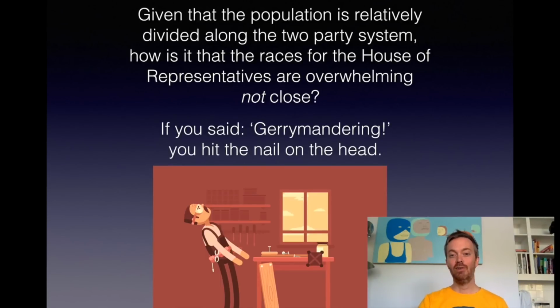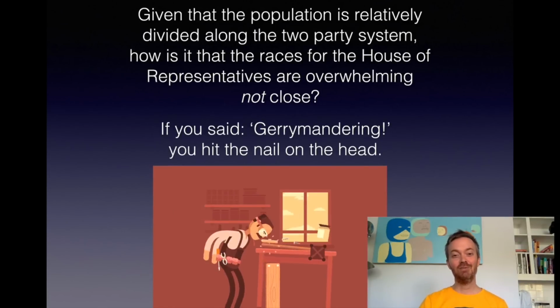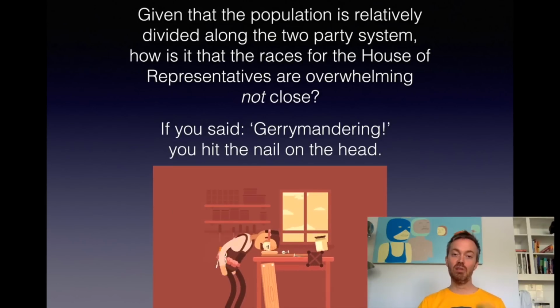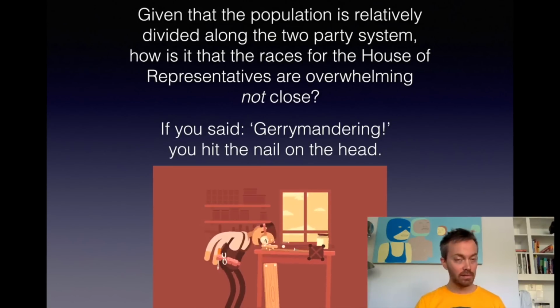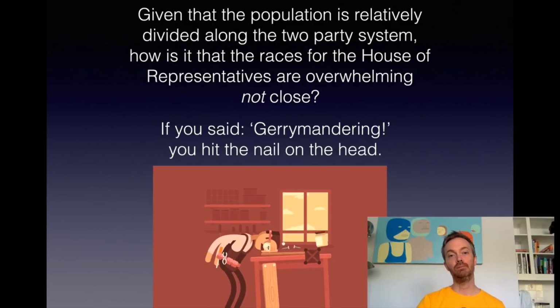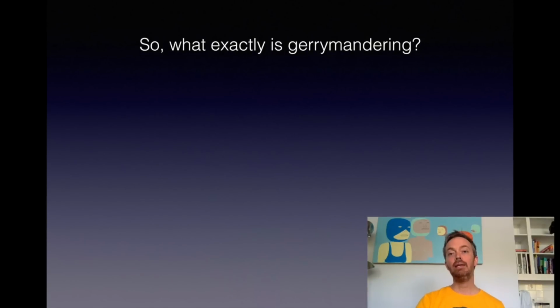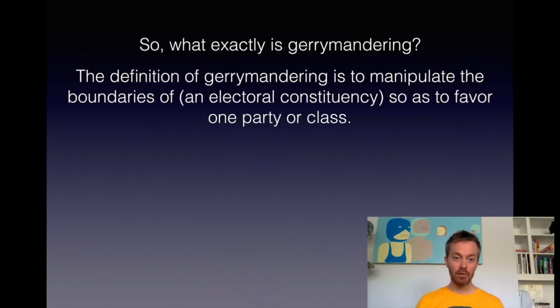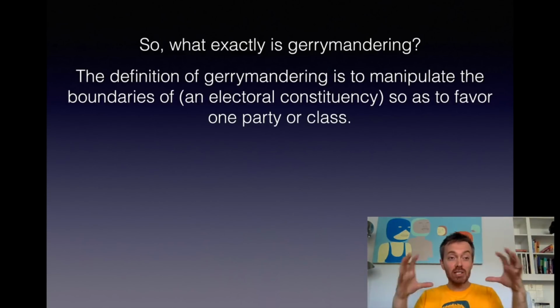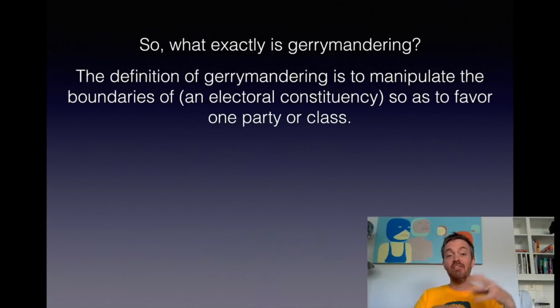So, if you guessed gerrymandering, well, you made a good guess. It's one of the big problems. It's, again, not to say it's the only one, but it's certainly an issue. So what exactly is gerrymandering? The definition of gerrymandering is basically you just cut up the boundaries of your state so as to favor one of the parties or class. That's all it is. You're just divvying up the map.